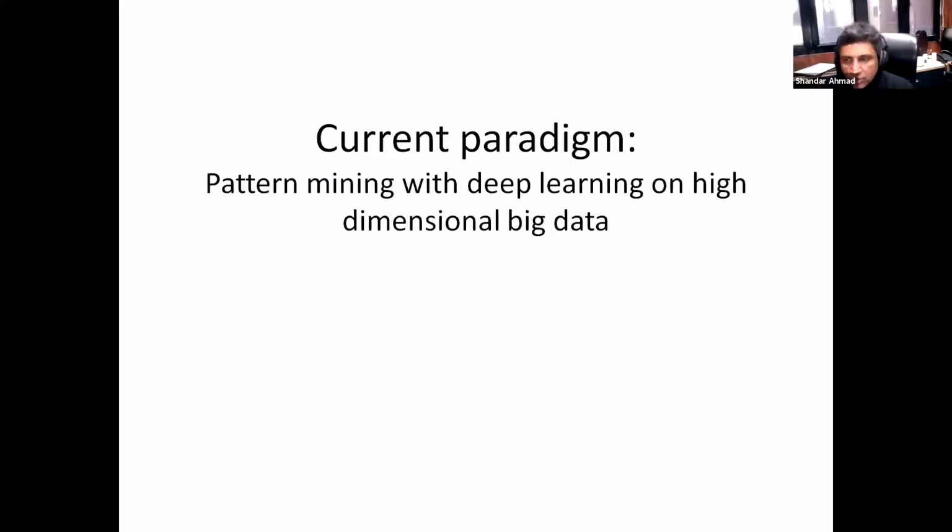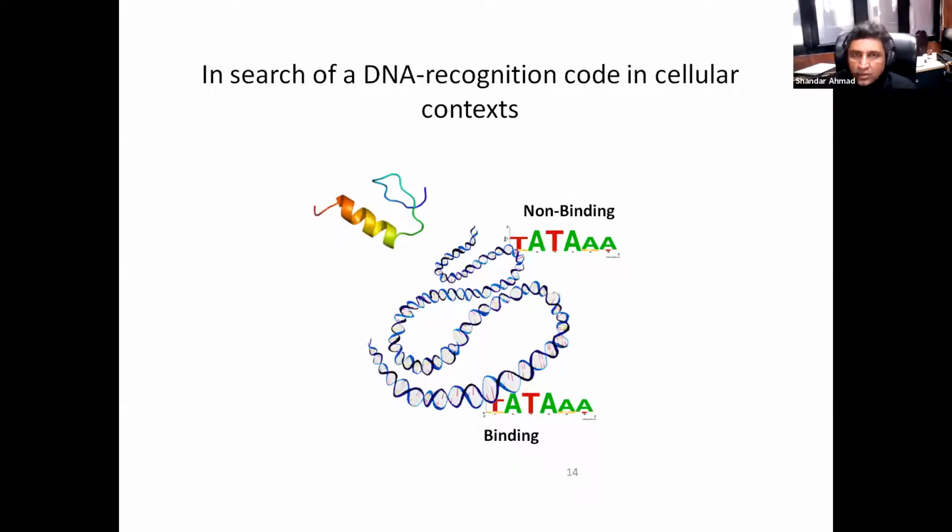So now coming back to the third stage of the current paradigm of pattern mining, I will take some time to spend on what is happening today in our lab, particularly in the context of my own research. The first topic we are dealing with is the search for a DNA recognition code in cellular contexts. There are many questions about how transcription factors regulate certain genes. Many questions are still unanswered.